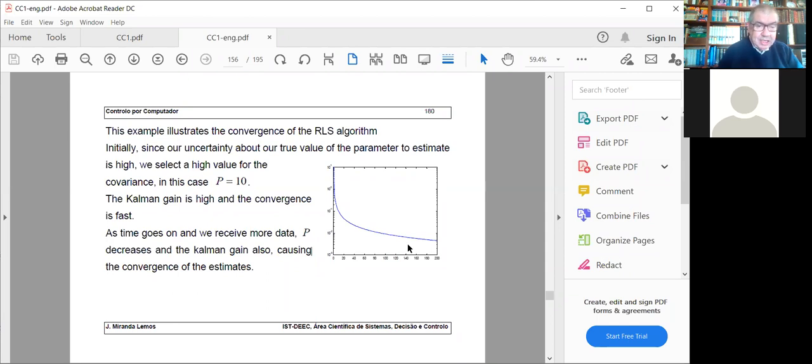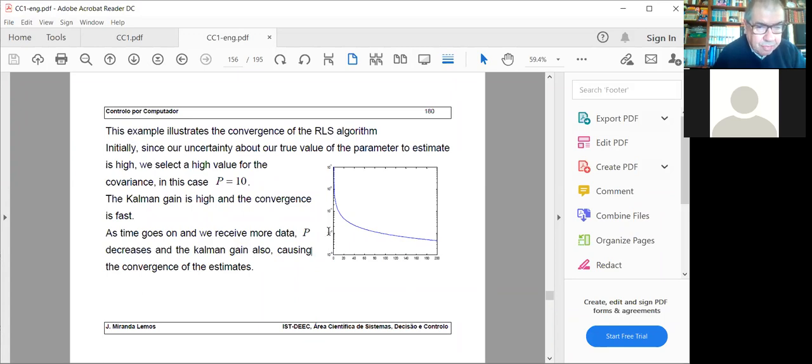Okay, so in this case, P would be a 2 by 2 matrix because you have two parameters. And what happens is that some of the diagonal elements of P converge to a small number, and some other elements do not converge and stay high. Okay? Meaning that you can estimate one of the parameters but not the other.